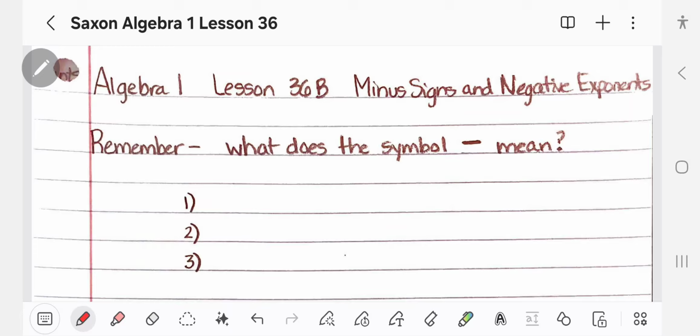This is Algebra 1, Lesson 36b, minus signs and negative exponents. Now here's a little reminder for you. We've talked about this before. What does this symbol mean?